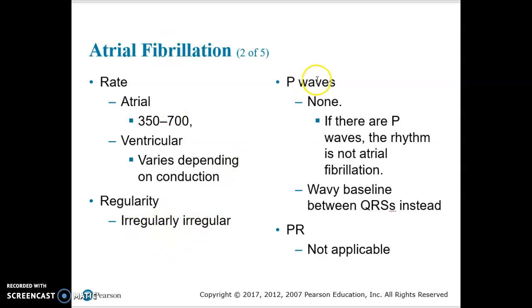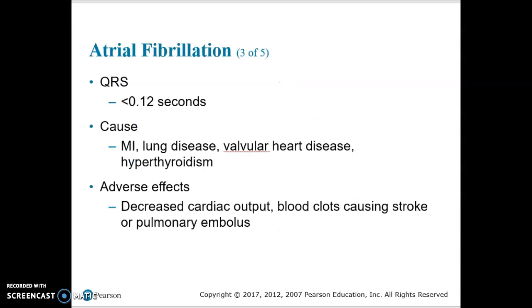With atrial fib, it's irregular. We do not have any P waves. There are no P waves present at all. And because we don't have any P waves, there's no PR interval. So we can't calculate the PR interval. That's irrelevant because it's not applicable, since we don't have a P wave. The QRS, again, is less than 0.12 seconds, which tells us that this rhythm is not happening in the ventricles, that it's happening in the atria or somewhere along the pathway in a different area.